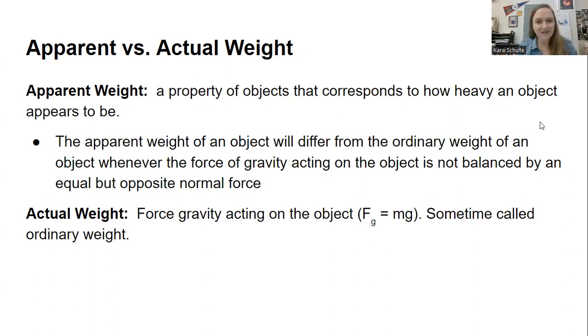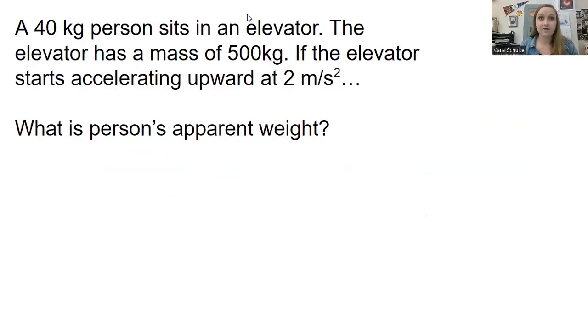Your actual weight never changes. This is going to sometimes be called your ordinary weight. Your actual weight, it's just Fg equals m times g. That does not change because your mass isn't changing and the strength of the earth pulling on you doesn't change. Now, eventually that small g value will change. We'll talk about if you go up on top of mountains and stuff like that. But for right now, that small g is always 9.8, or 10 if you round it. Let's look at some actual problems of how this works out though.